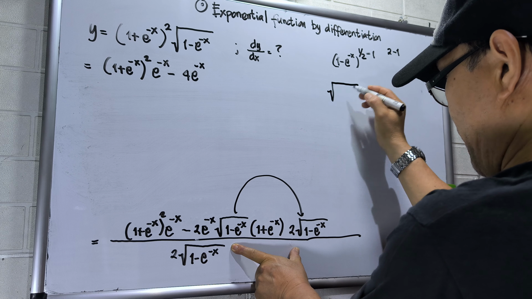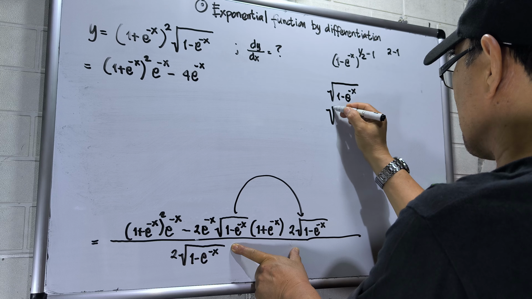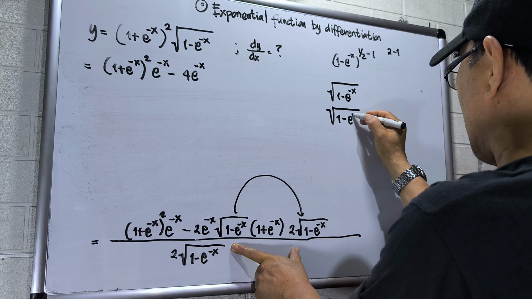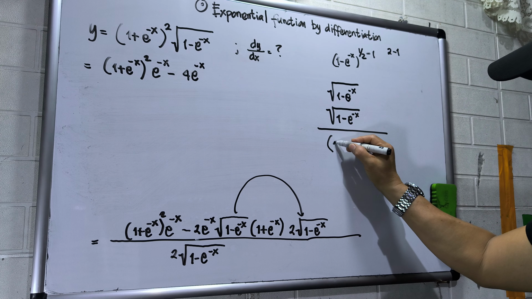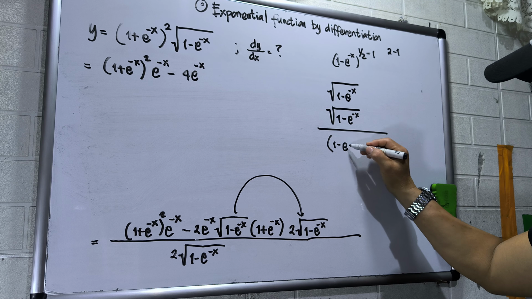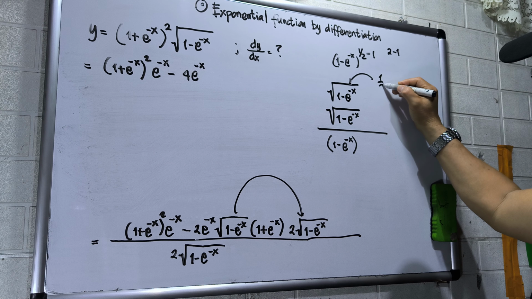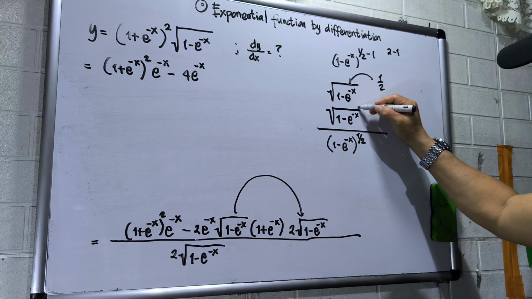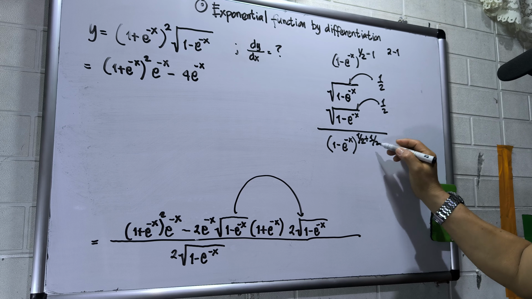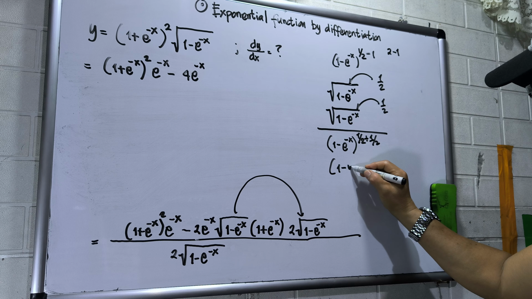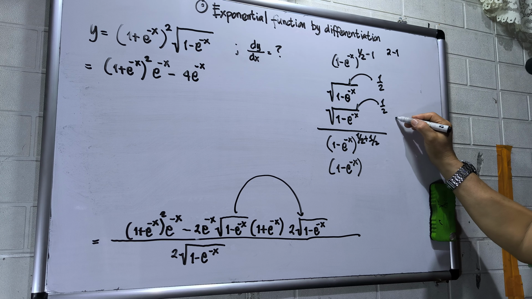square root of 1 minus e raised to the negative x times square root of 1 minus e raised to the negative x. So the same base, so just copy the common base, 1 minus e raised to the negative x. Take note, this is equal to 1/2. So meaning 1/2. Then this one also 1/2. So 1/2 plus 1/2, that will be equal to 1 minus e raised to the negative x, to the 1. Okay? 1/2 plus 1/2 is 1.